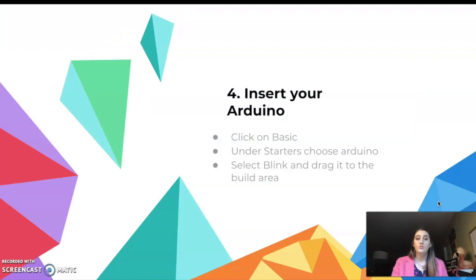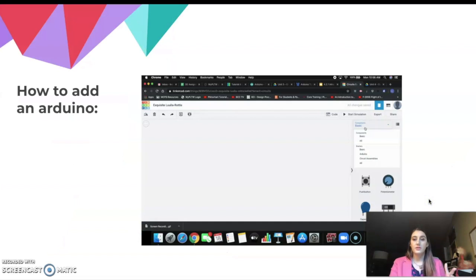And then you are going to insert your Arduino. So you are going to click on Basic and then under Starters, choose Arduino. You're going to select Blink and drag it down to the build area. So that looks like this. You just click on Basic. You're then going to choose Arduino and you're just going to drag that into the work area to the left.